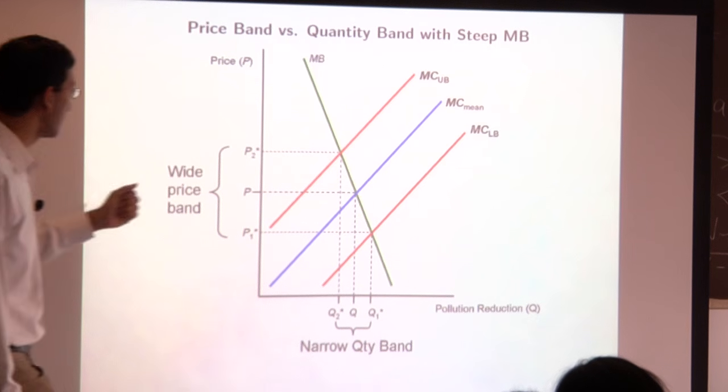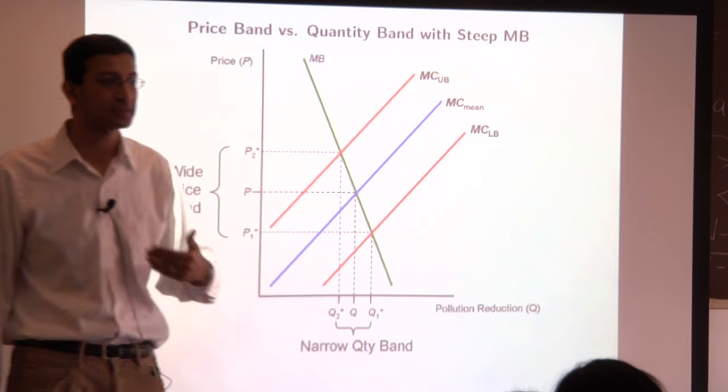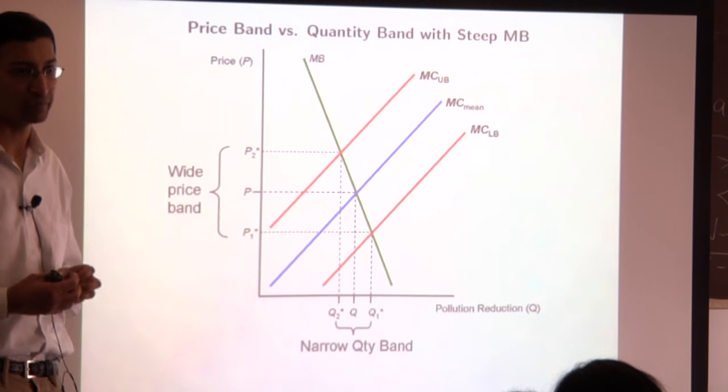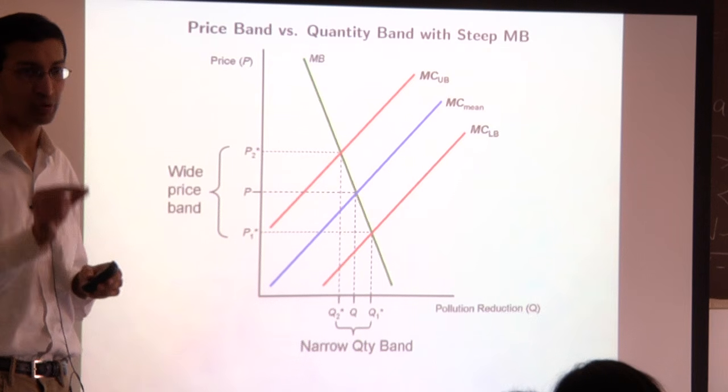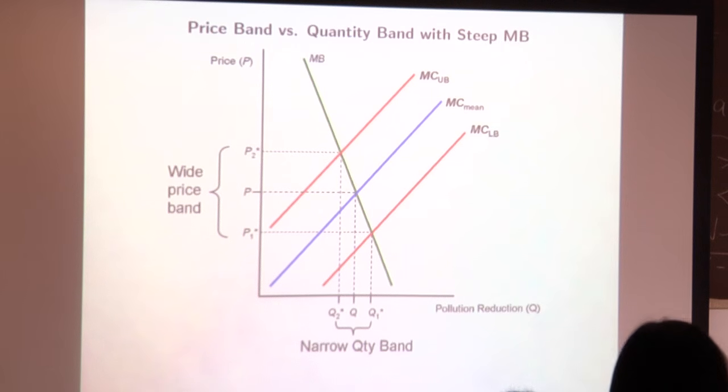die. So you don't want to use a price method because with the price method there's some chance the firms will say, oh, marginal costs end up being high, I'm going to emit 12 units of the toxin. So you want to make sure you get the quantity right. And so that's why when the marginal benefit curve is steep, you want to tend to use the quantity method.